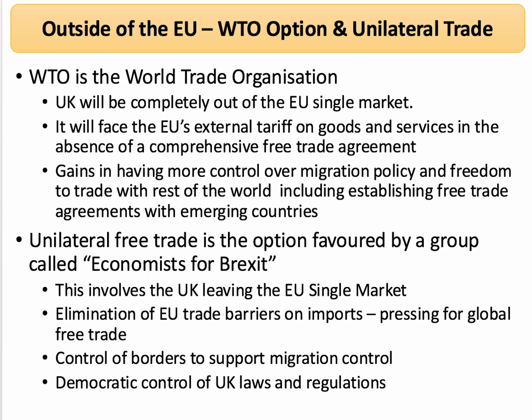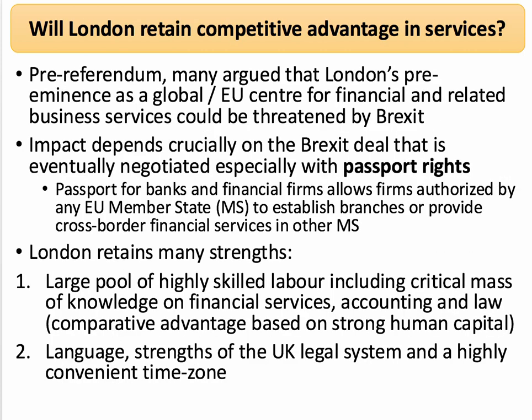like China and India. Economists for Brexit, a group of free trade economists to the right of the spectrum, would make a case for the UK completely leaving the single market, pressing for free trade and basically having border controls on labour and full democratic control of the UK laws.